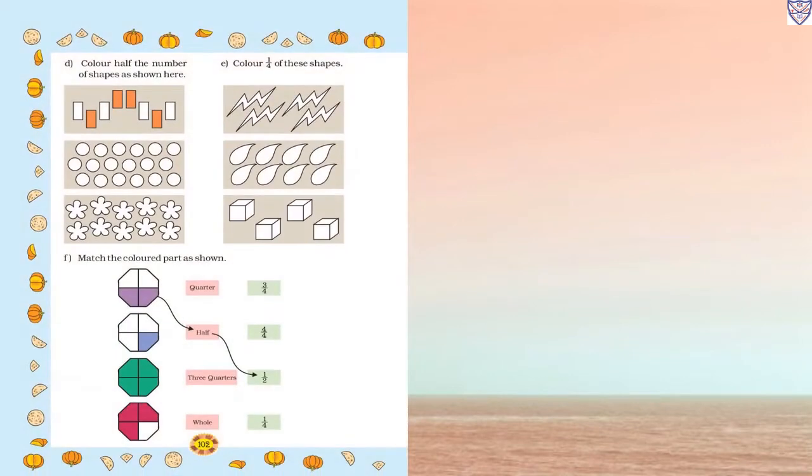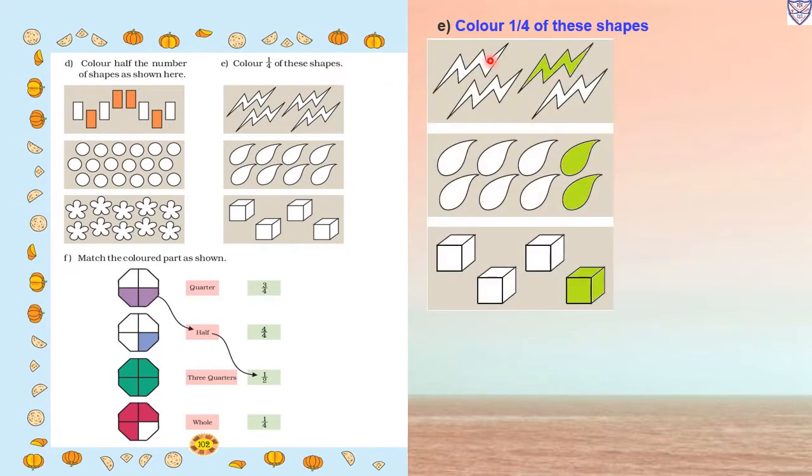Now E, color 1/4 of this shape. Now 1/4 of the shape. So total 1, 2, 3, 4. 4 shapes are there. We will color only 1. Now here 1, 2, 3, 4, 5, 6, 7, 8. 8 are there. So here 1/4 means in 2 shapes we will color. Next 1, 2, 3, 4. So 4 are there. So we will color only 1.